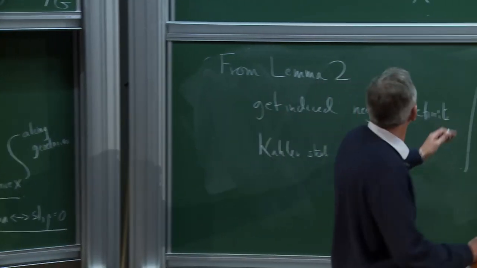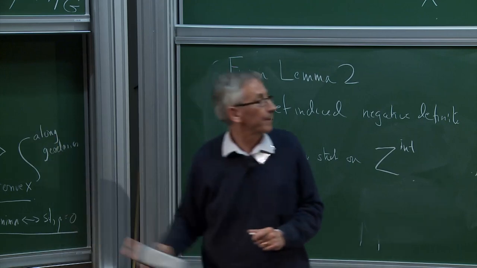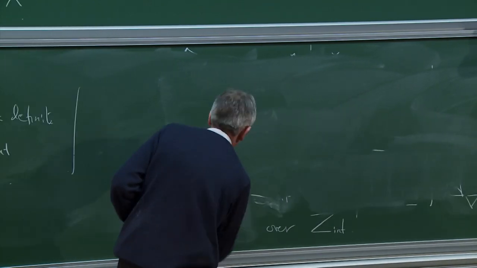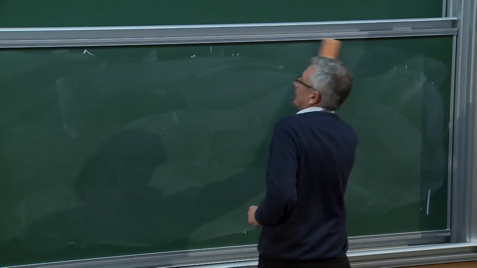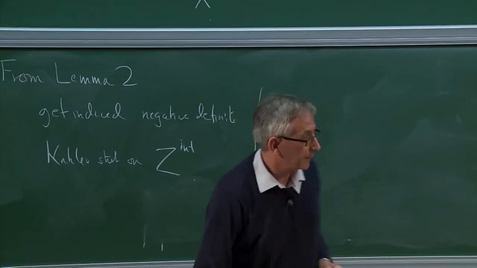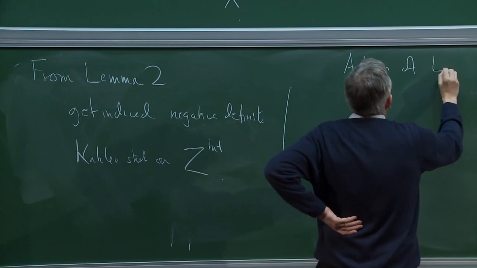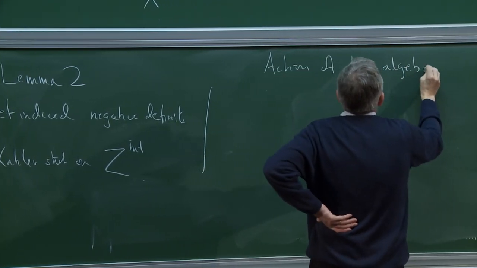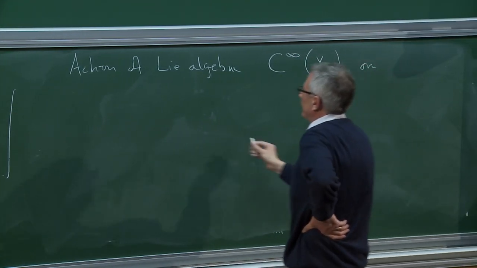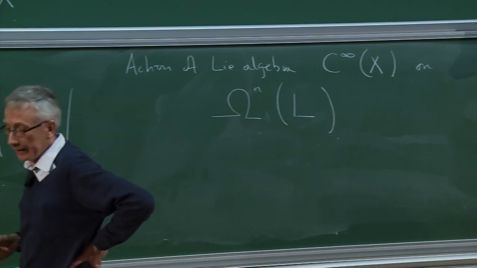Okay, so what we do have time to do is to see how the moment map comes about. But what is the action of the Lie algebra of our group, C infinity of X, on, well, first of all, let's take all the n-forms with values in L.